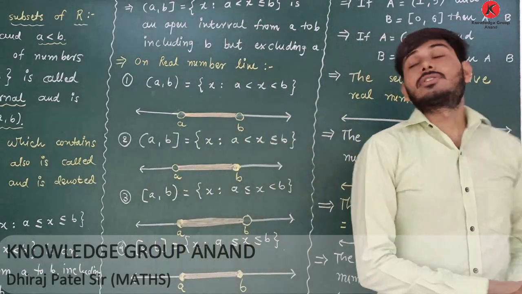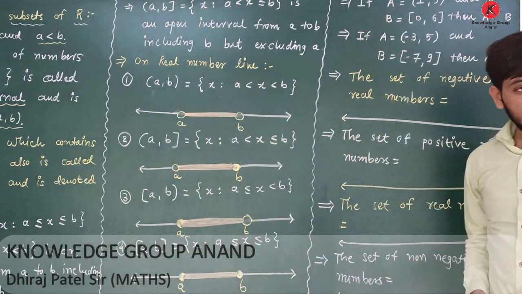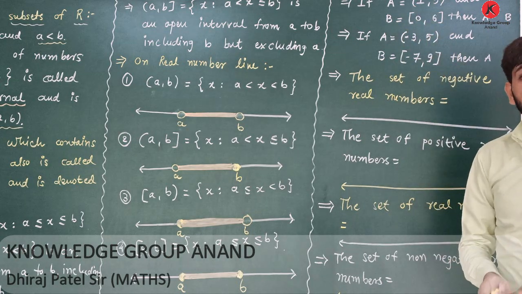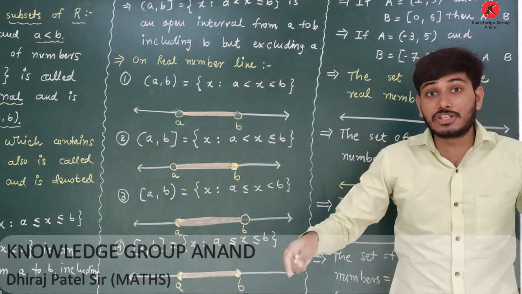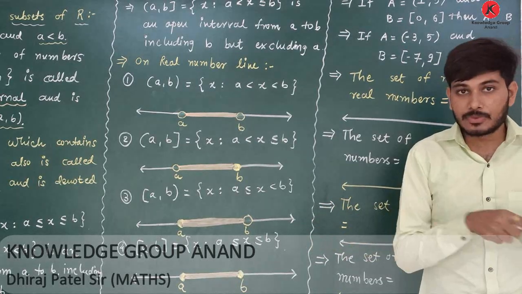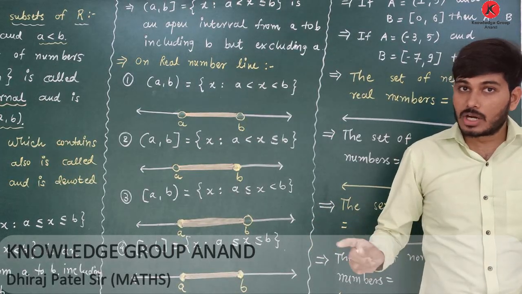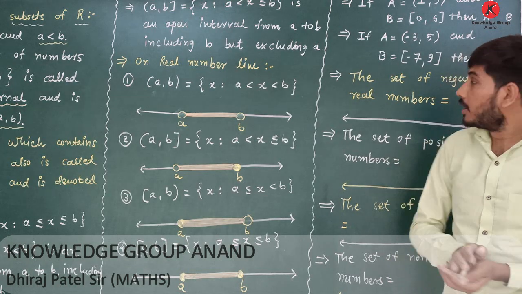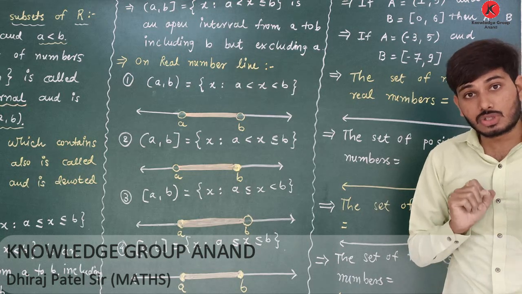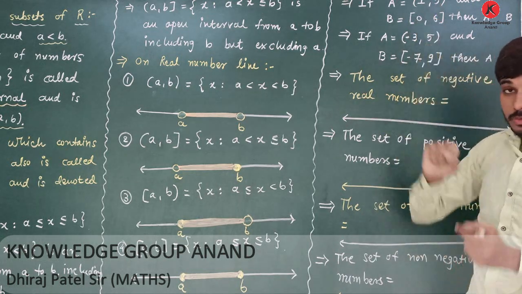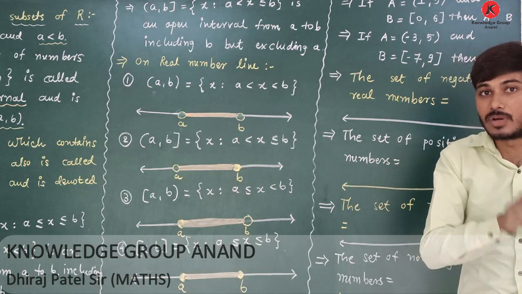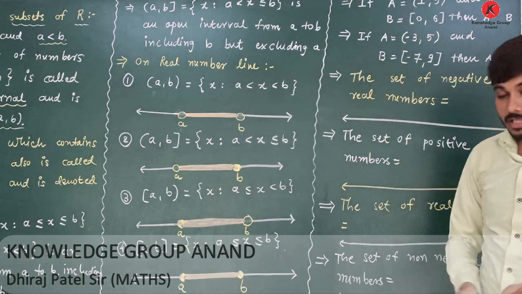Now, the next one. If set A equals the open interval 1 to 5, that means all the real numbers that lie between 1 and 5, not including 1 and 5. Is it clear? Here 1.1, 1.01, 1.001, 1.00001 are there, as well as 4.9999, but 1 is not there and 5 is not there. Okay, this is set A.